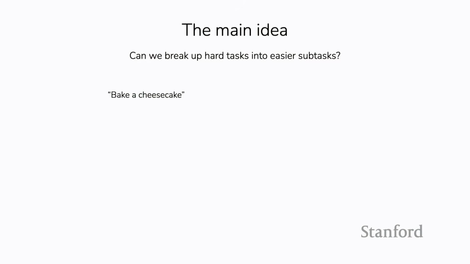So what we can do is, for the bake a cheesecake task, we could pass the state or observation into a high-level policy, which is going to predict an intermediate step, like for example, go to the store or go to the door. And then that intermediate step, along with the state or observation, will be passed to the low-level policy to predict an action.